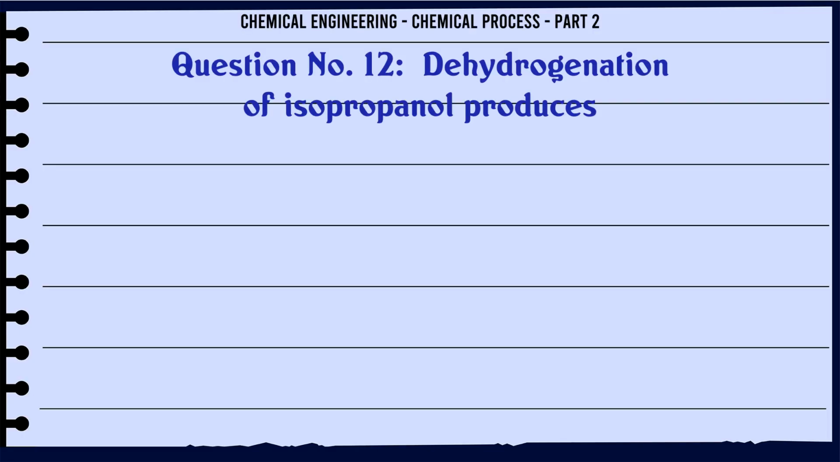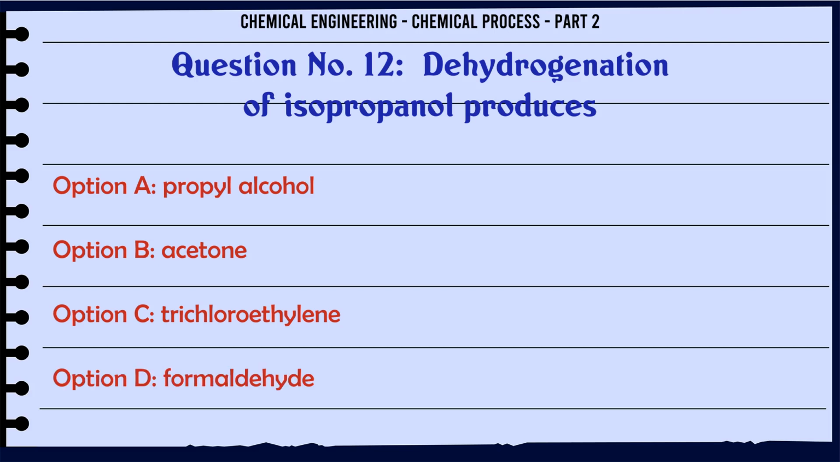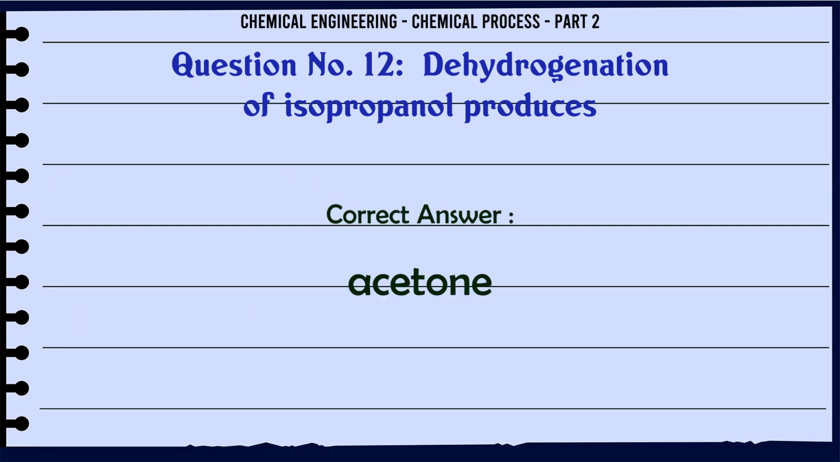Dehydrogenation of isopropanol produces A. Propyl alcohol, B. Acetone, C. Trichloroethylene, D. Formaldehyde. The correct answer is acetone.